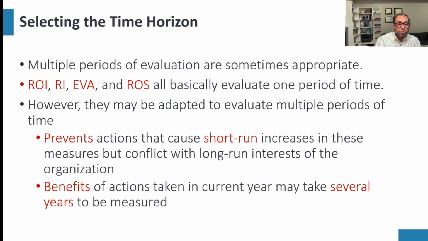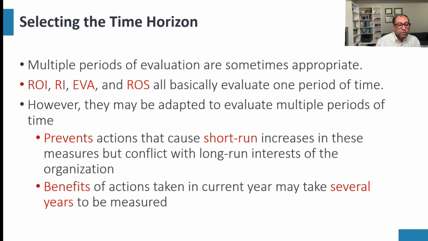Multiple periods of evaluation are sometimes appropriate, like we apply these ratios not only to a single period, but to multiple periods. So ROI and RI or EVA and ROS, return on sales, all basically evaluate one period of time. However, they may be adapted to evaluate multiple periods of time. This prevents actions that cause a short-term increase in these measures but conflict with the long-term interest of the organization, and the benefits of action taken in the current year may take several years to be measured.